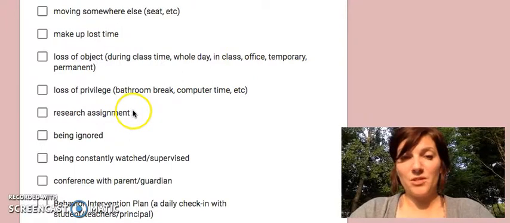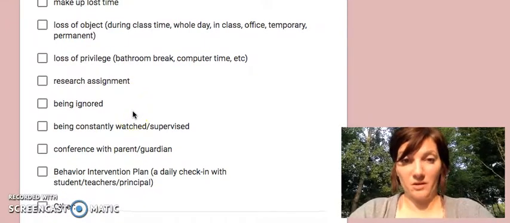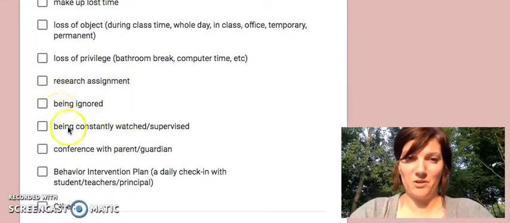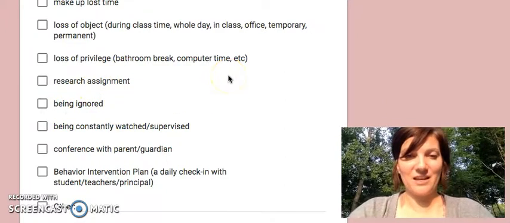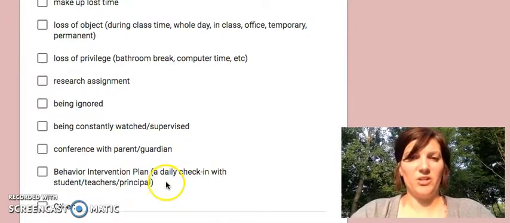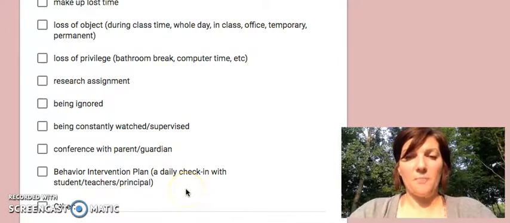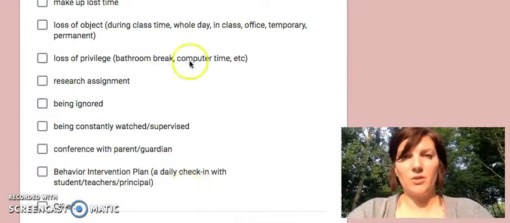Sometimes research assignments are beneficial. Just simply ignoring the student is beneficial. We do this one all the time without even really realizing it. Like overly supervising the student. Did you conference with the parent or guardian? Or a behavior intervention plan is another thing that I know I plan on using. You guys are welcome to.